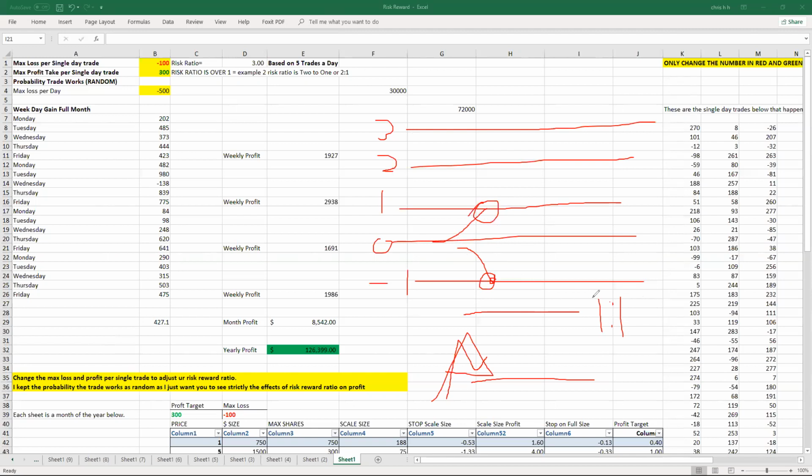What do we know about a 1-to-1 risk reward ratio? You repeat that over the course of time, you're probably not going to be profitable unless you have a very high probability of being correct.